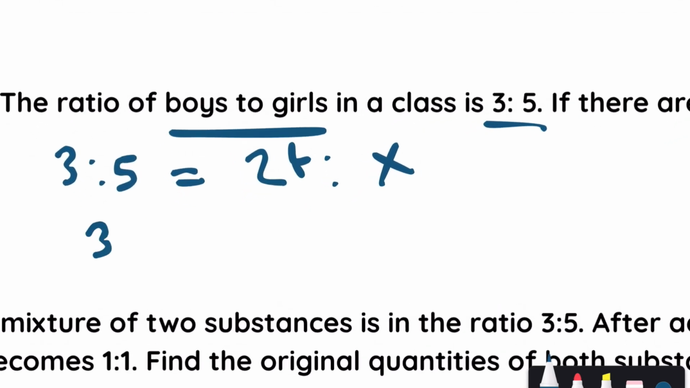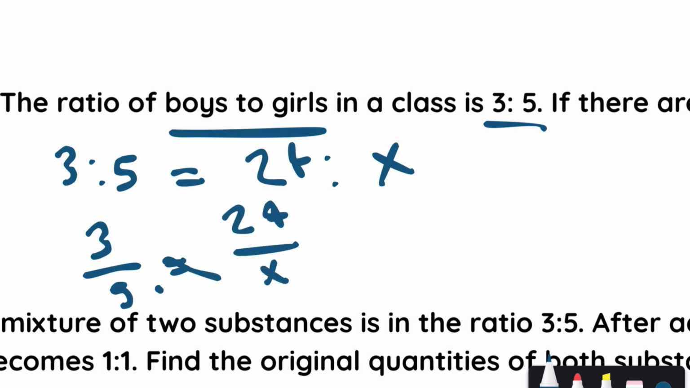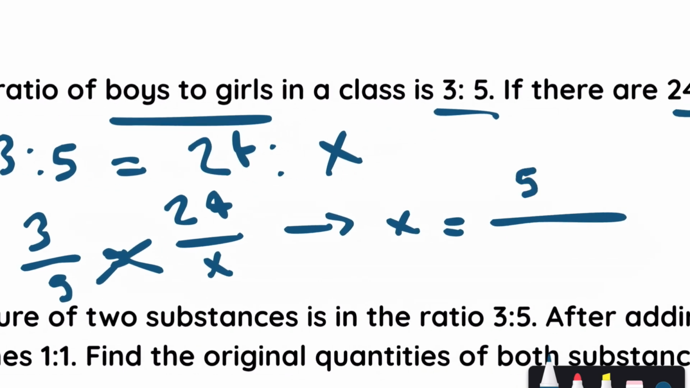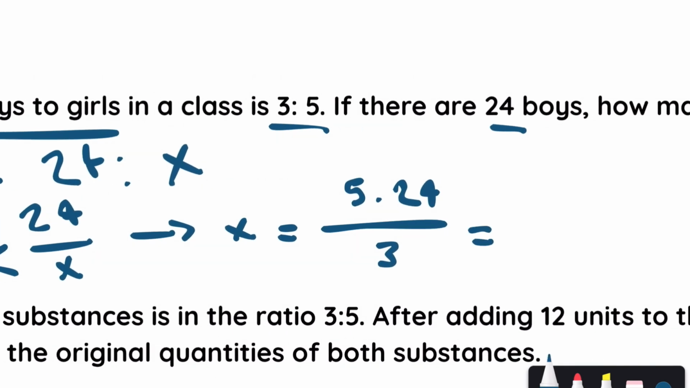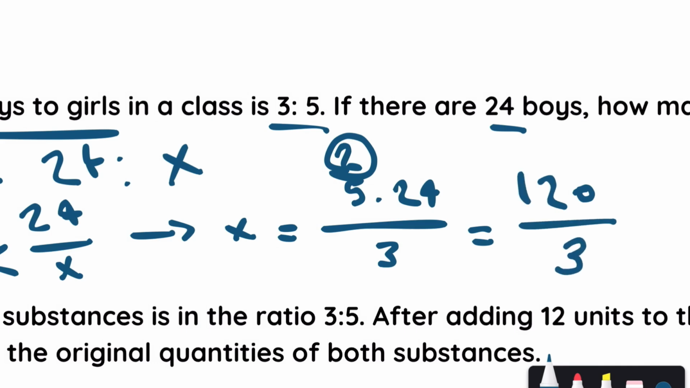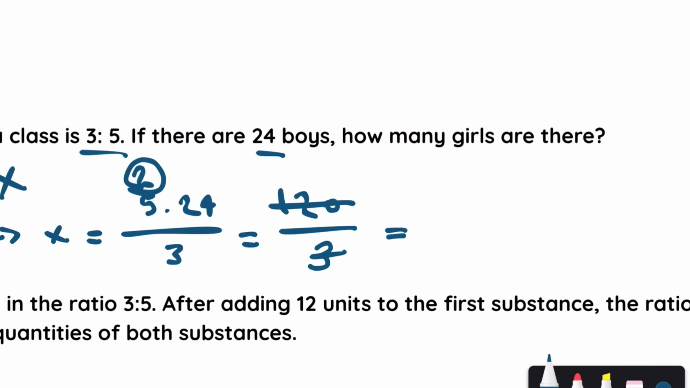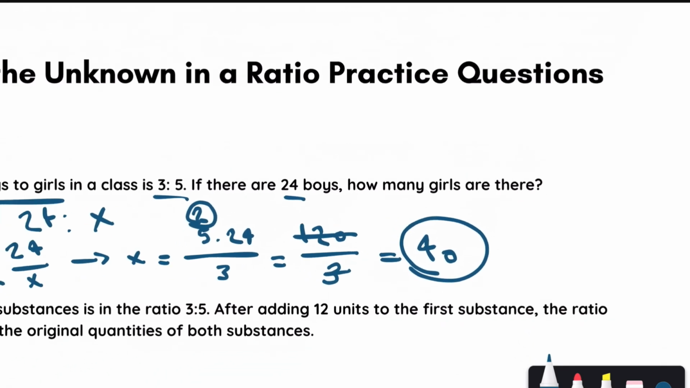Okay, so now let's write them in a fraction form. 3 to 5 equals 24 to X, right? Now let's just do cross multiplication. X equals 5 times 24 divided by 3. So 5 times 24: 5 times 4 is 20, 5 times 2 is 10 plus 2 is 12, so 120. 120 divided by 3 is 40. So there are 40 girls in the class.